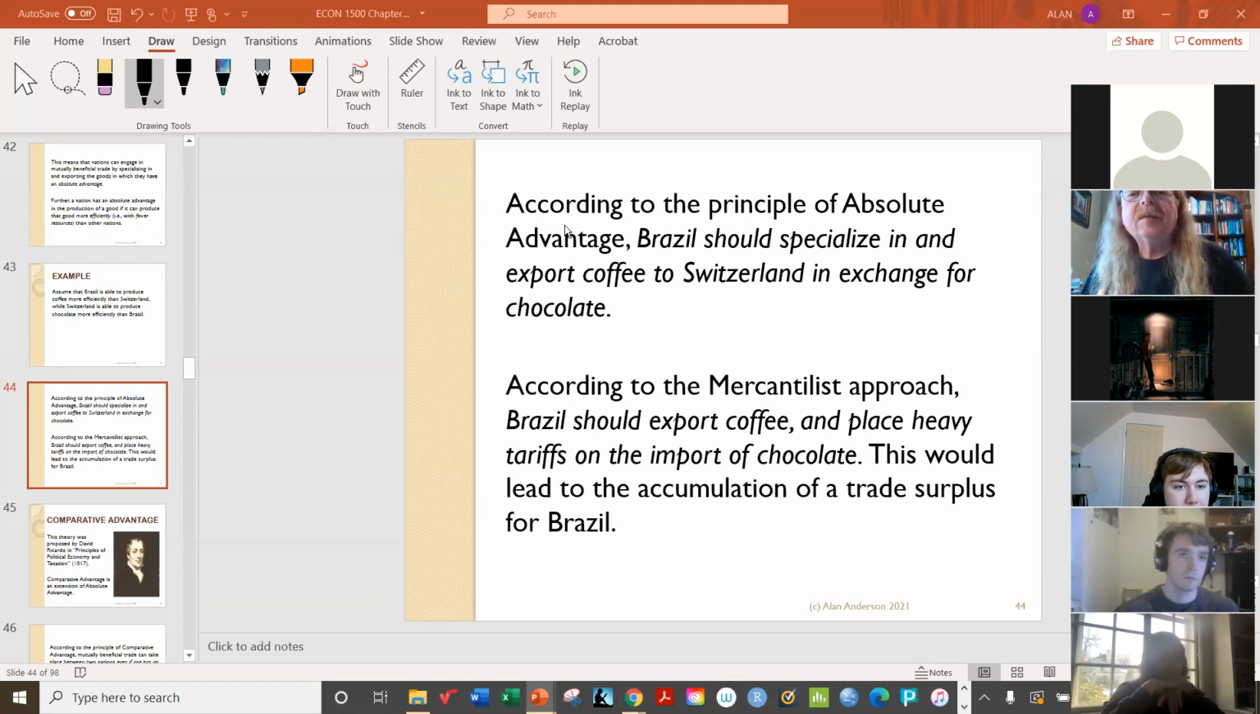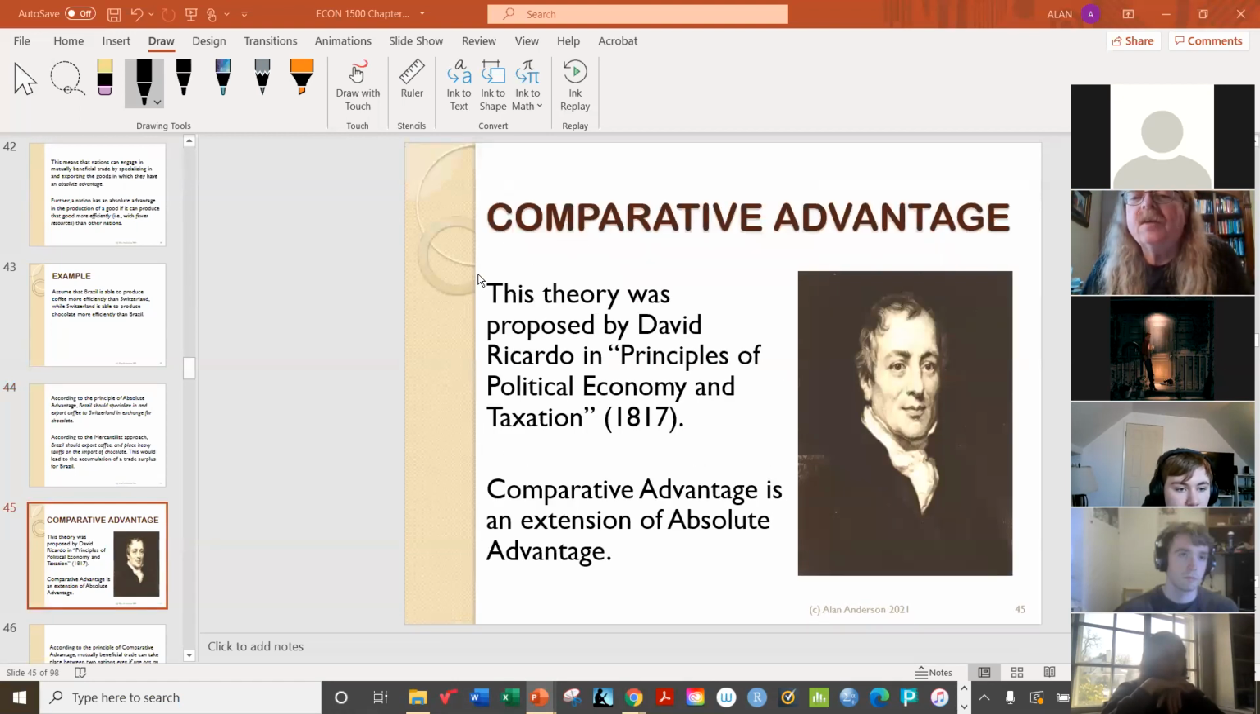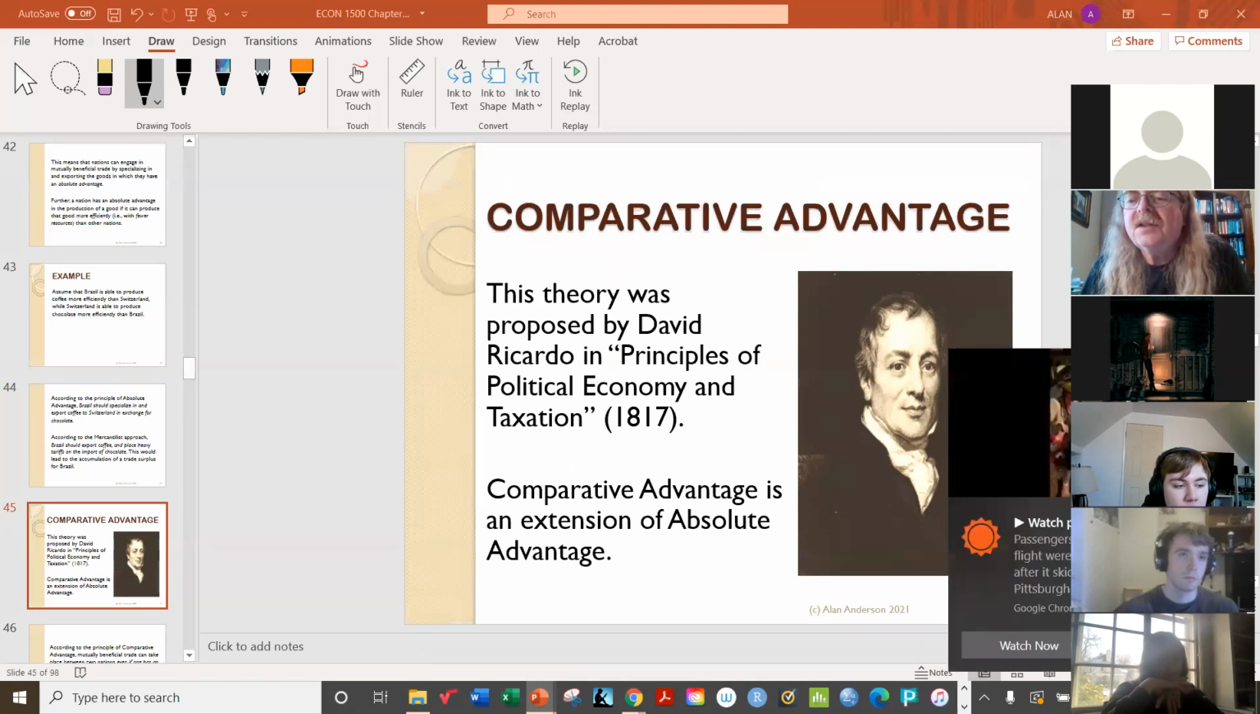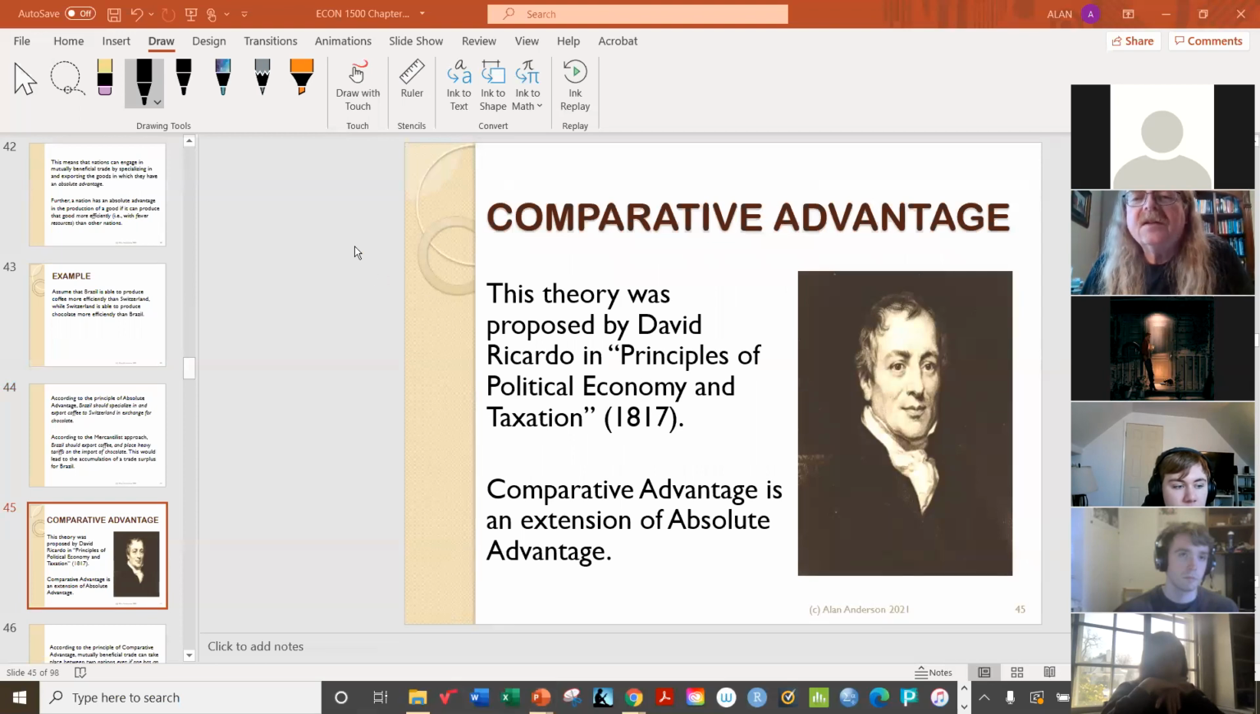Now, David Ricardo came along and said, this is good, but it doesn't really explain all the patterns of trade that we see in the real world. So he decided to take this a step further and create this concept called comparative advantage, which is essentially an extension of absolute advantage, which does a better job of explaining how and why countries trade with each other.